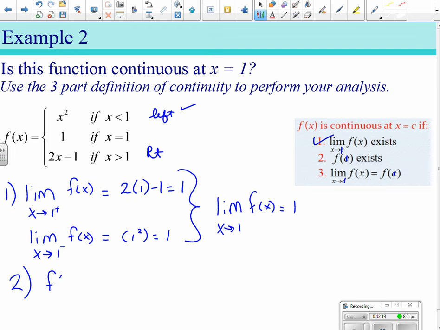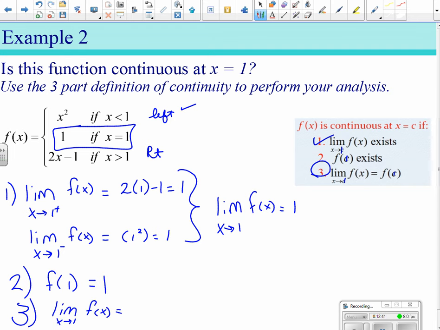Step number 2. What about f of 1? Does it exist? f of 1, well, it's defined right there, so indeed it does exist. It's equal to 1. Okay, step 3. Final step we need to consider, does the limit and the value at the point of 1 agree? And we can clearly see that they do. The limit as x approaches 1 of f of x is indeed equal to f of 1 because this was equal to 1 and this was equal to 1. Therefore, our conclusion is this function is continuous at x equals 1.